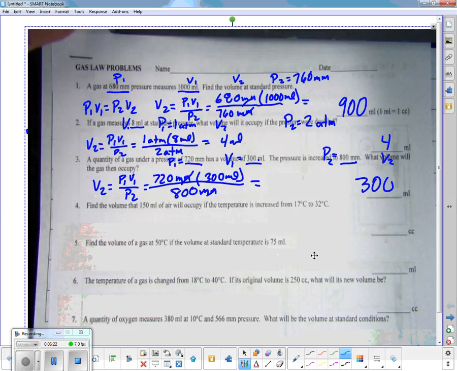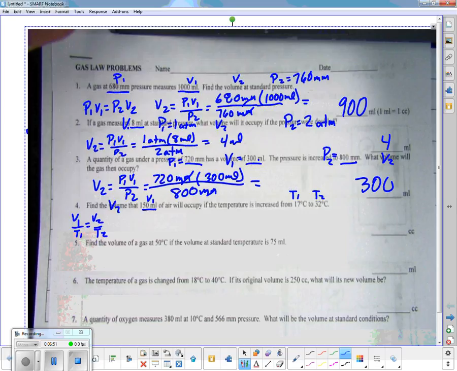Okay, so we're finding the volume. If the temperature is increased from T1 to T2, so this must be V1, and I'm looking for V2, right? So whose law? What's held constant? Pressure, Charles. So it's going to be V1 divided by T1 equals V2 divided by T2.